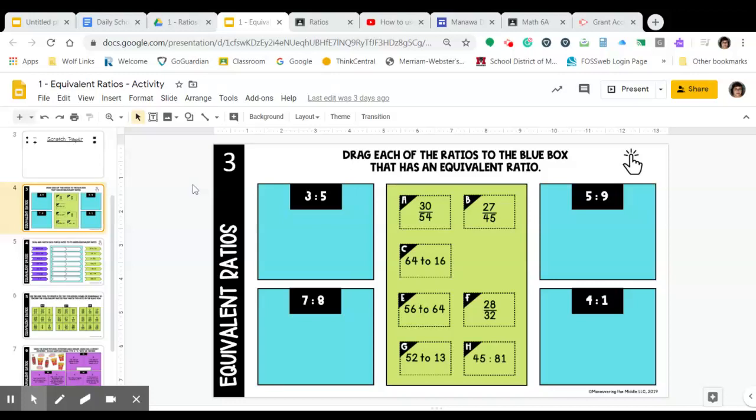All right. So for equivalent ratios in our Google Slides presentations, it tells you to drag each of the ratios to the blue box that has an equivalent ratio. So we have 3/5 or 3:5. So we need to look and see which ones have numerators that 3 can go into and denominators that 5 can go into. So the first thing we need to do is I would look for the denominators.